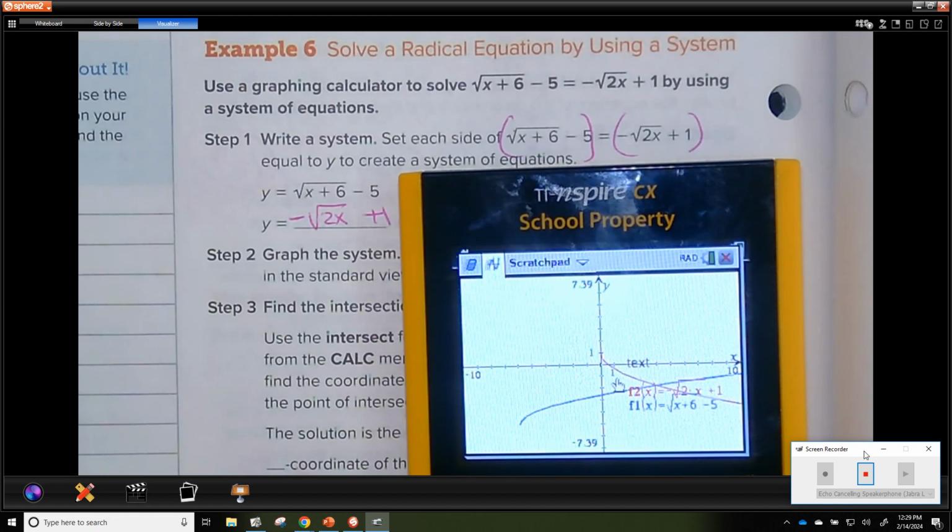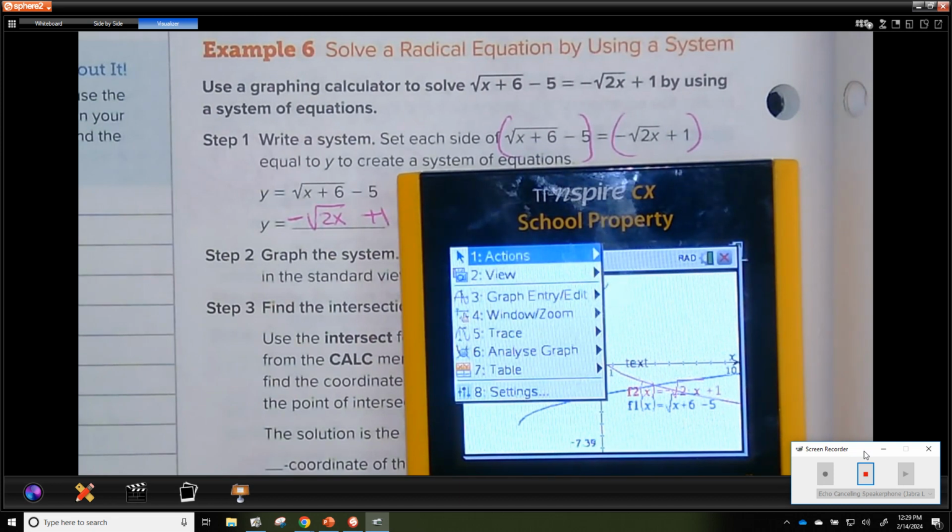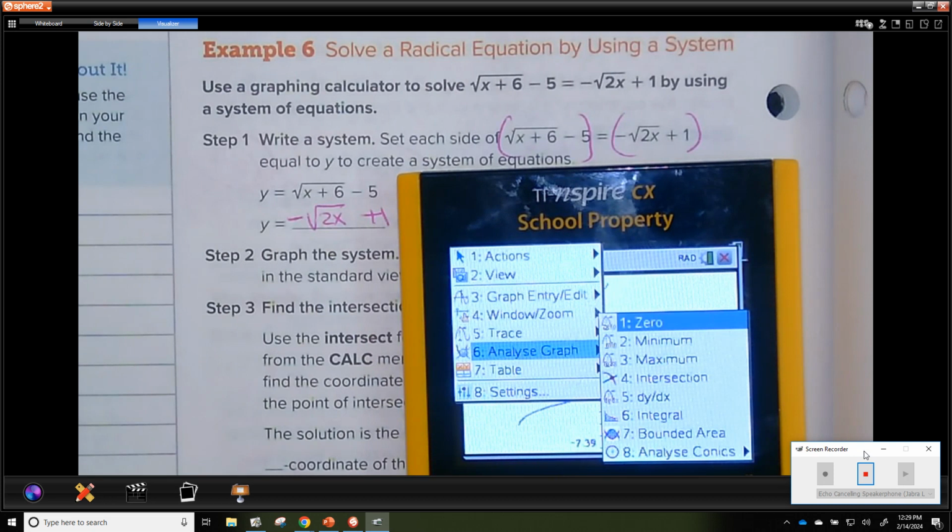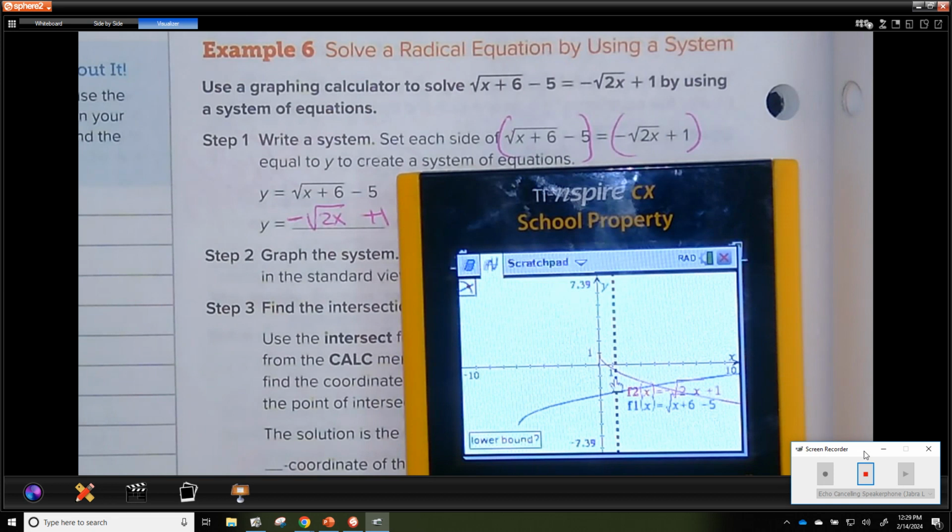So I'm going to do menu, analyze graph. Now, instead of the intercept, there's 2 of them. I'm not looking for zeros because I'm going to have 2 different zeros. I'm looking for the intersection, which is 4. I'm just going to type 4. And you tell it, it doesn't want to look through the whole graphs because you may have more than one. So that's why you have to tell it the area to look in. So this is the area I'm looking in.